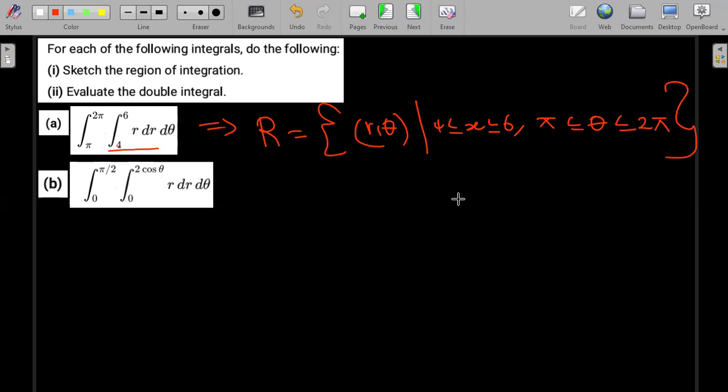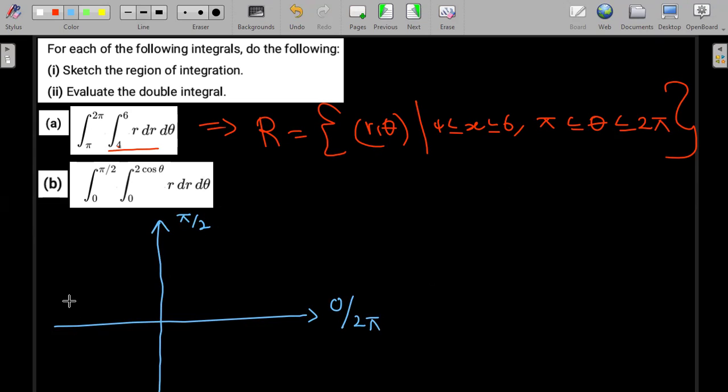So how can I sketch this region? Let's draw our axes. We're sketching in polar coordinates, so this line here is the 0 or the 2 pi, this one is the pi over 2, this one is the pi, and the one down here is the 3 pi over 2. And of course, we can have our 0.